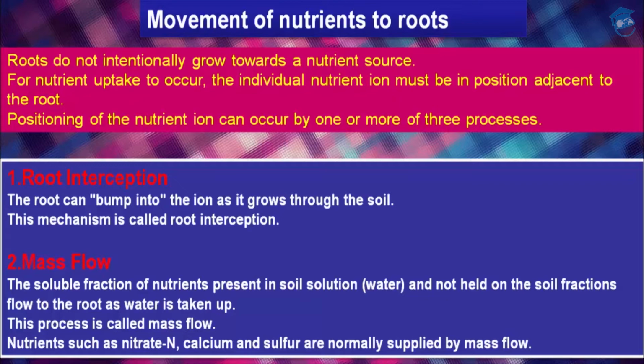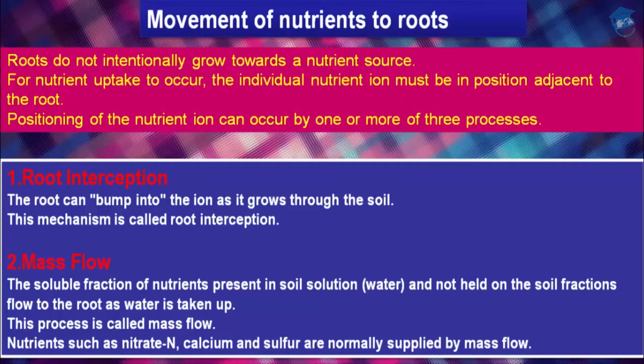Okay, so what is root interception, students? The root can bump into the ion as it grows through the soil. This mechanism is called root interception. Okay. And what is mass flow, students? The soluble fraction of nutrients present in soil solution, that is water, and not held on the soil fraction, flow to the root as water is taken up. Okay, this process is called mass flow.